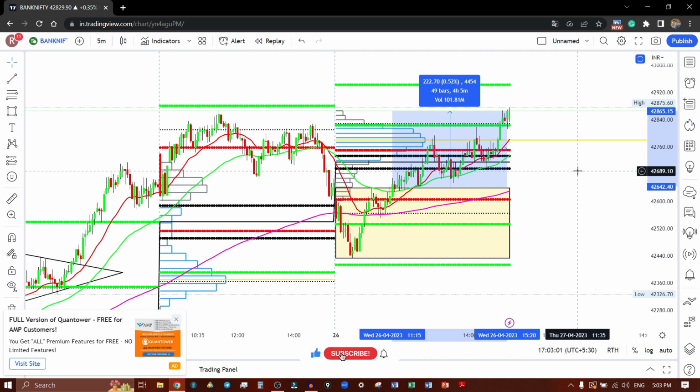I'm not depending on other parameters, like looking at some other scripts and commenting based on that, or looking at OI data, volume data, foreign data, or the world market. No, because Dow theory says the market is going to discount each and everything.